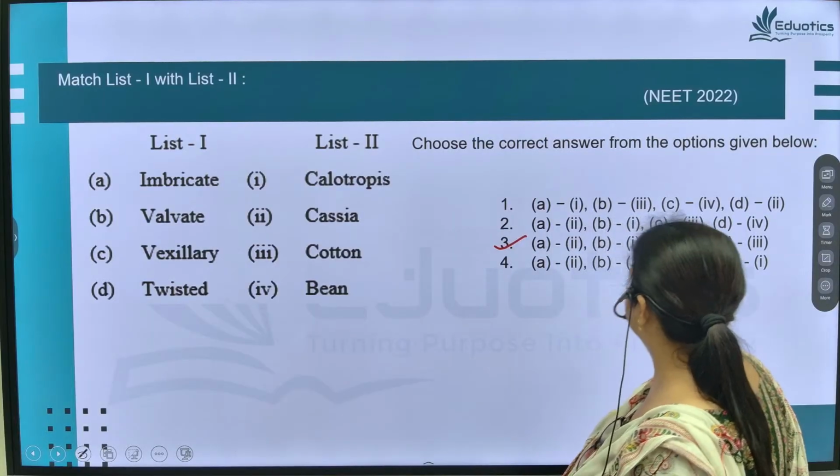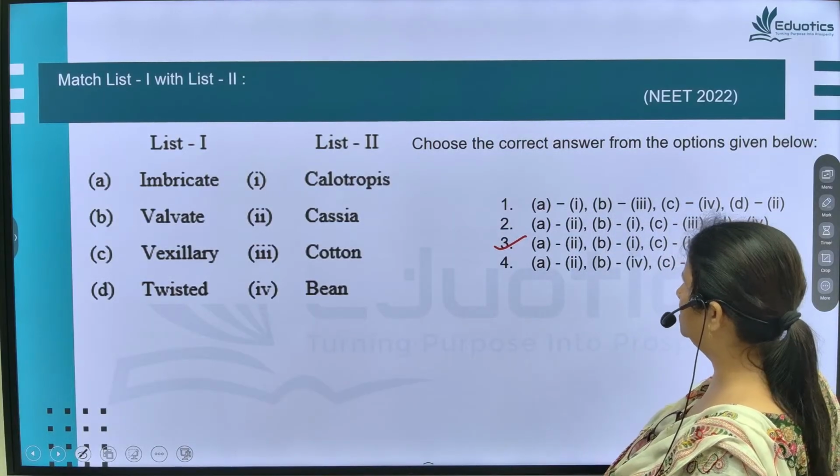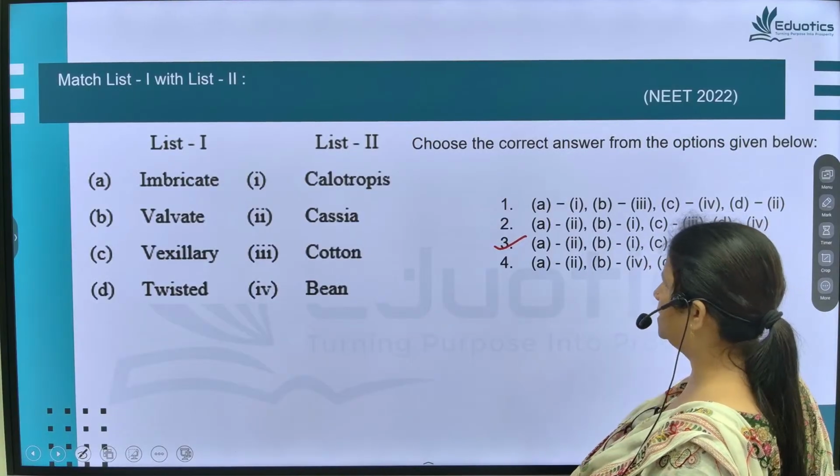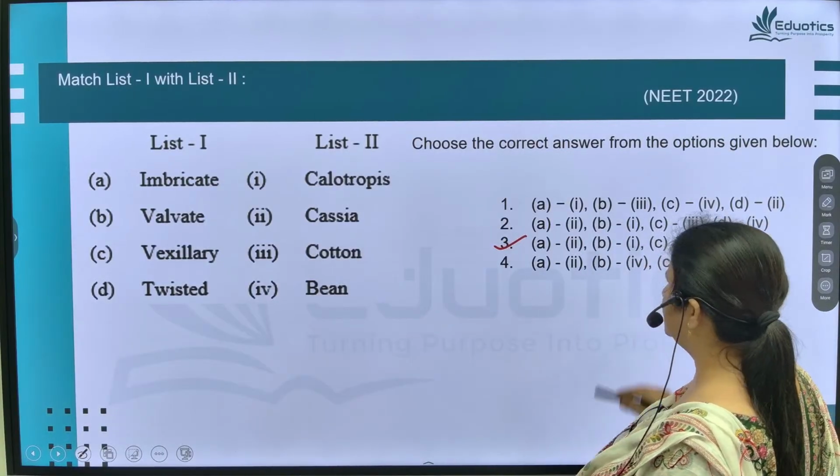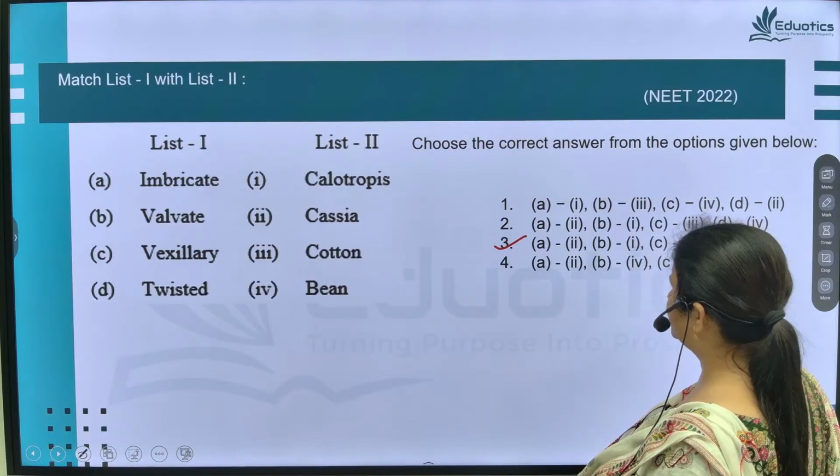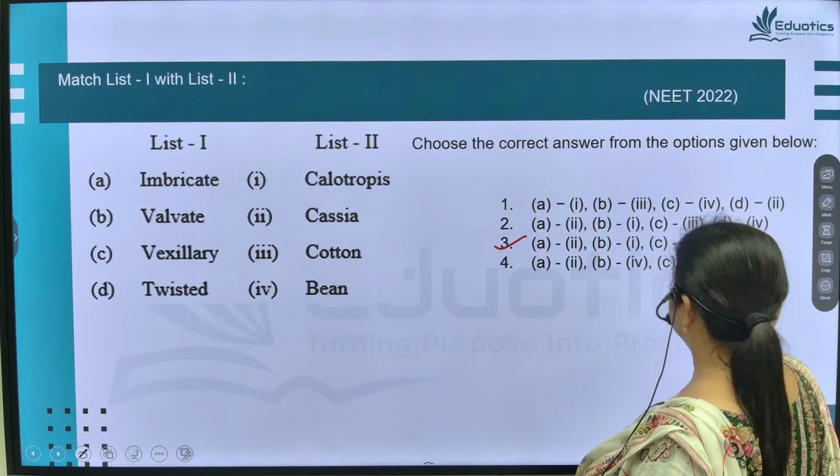Imbricate, it is the Cassia. Velvet, Calotropis. Axillary, bean, twisted, cotton. Done, it is here.